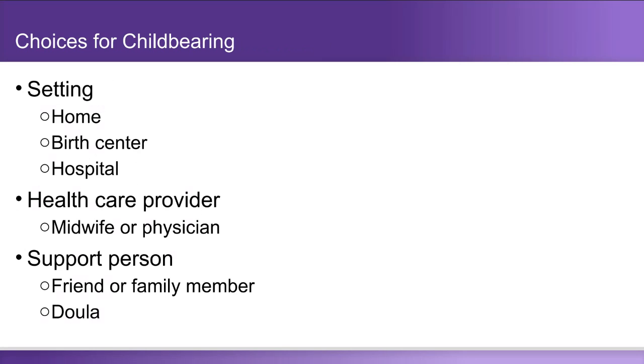We might want them to also consider the setting for birth. Some people choose to have home births. Some people choose to deliver in birthing centers. Some people choose to deliver in hospitals. Some people choose to have a midwife. Some people choose to have a physician. Maybe they want a support person. It doesn't necessarily have to be the woman's partner. It could be a friend. It could be a family member. They might hire a doula. A doula is a non-medical person who is trained in labor support. They're wonderful. So maybe they choose that.